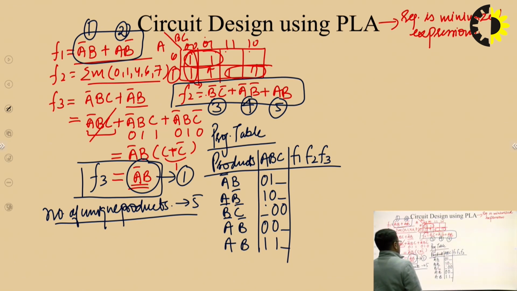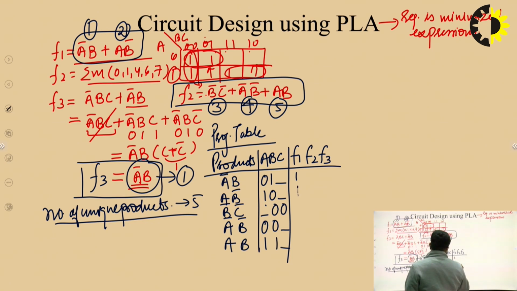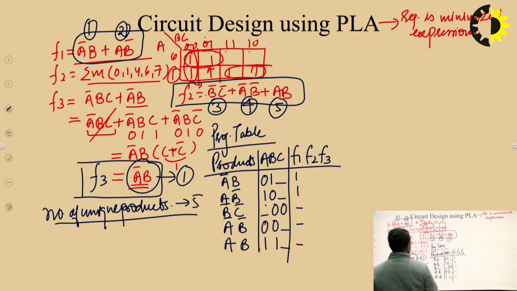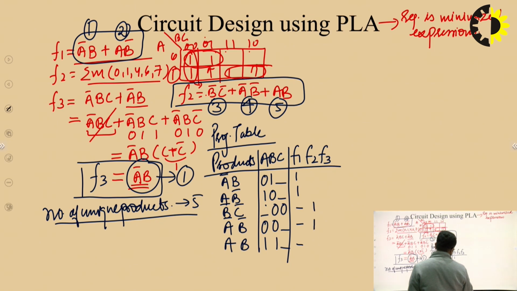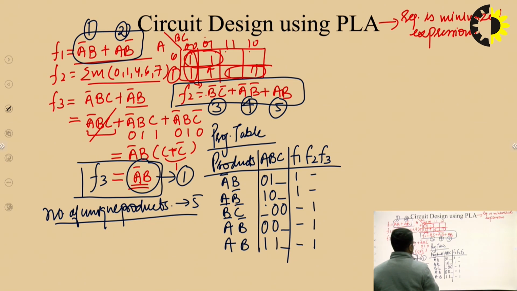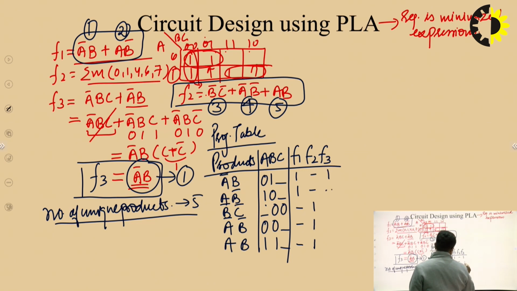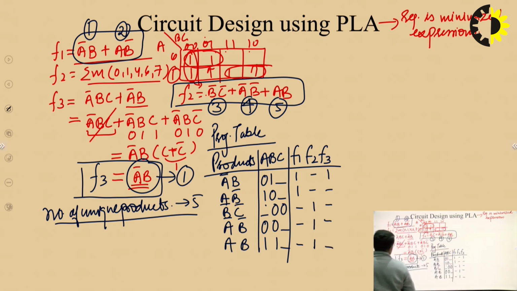Now the first two products are going to be used by F1, and F1 requires no other product. Then F2 says it is going to require products number 3, 4 and 5. So products 3, 4 and 5 are used by F2, and these two are not required for F2. And F3 requires a single product, A bar B, which is the first one only. So this is the programming table for the given problem.